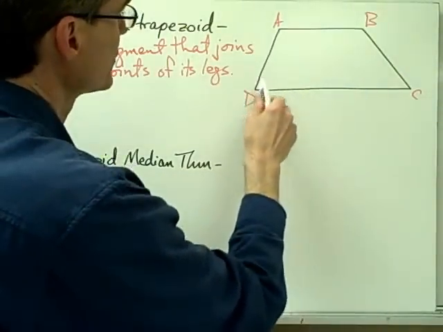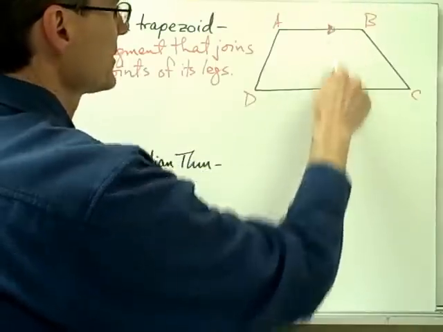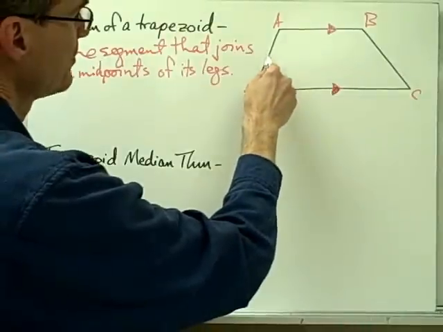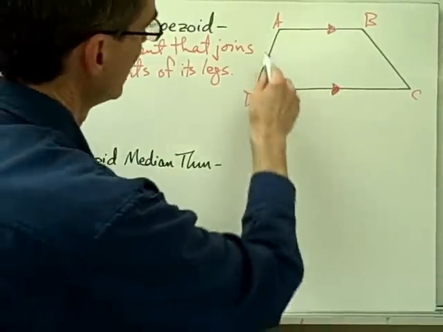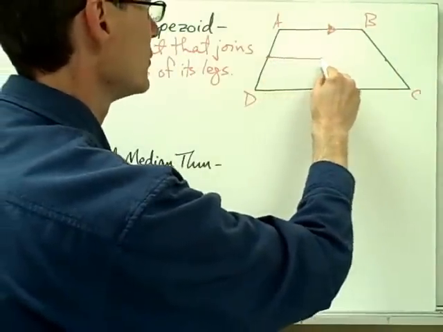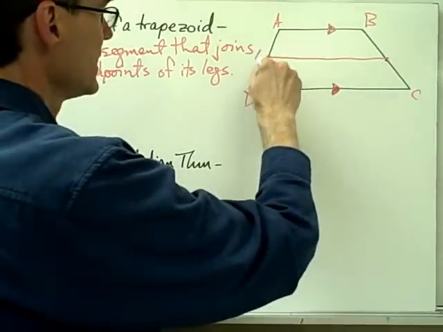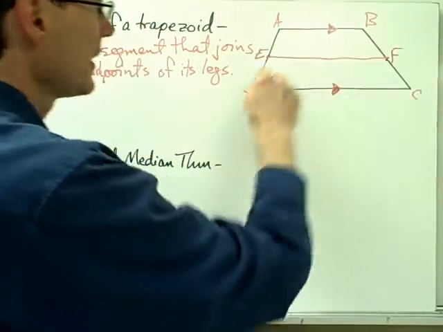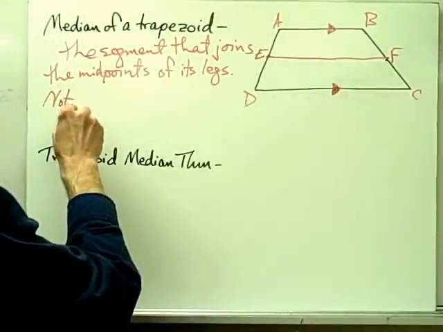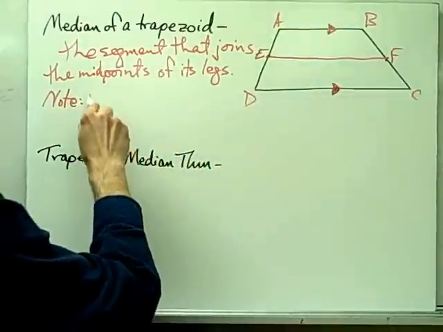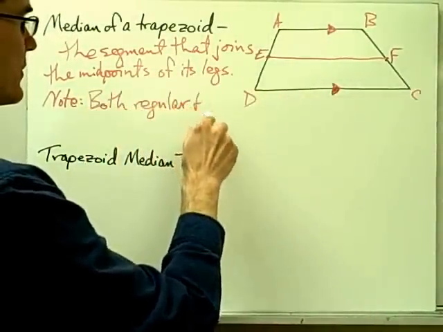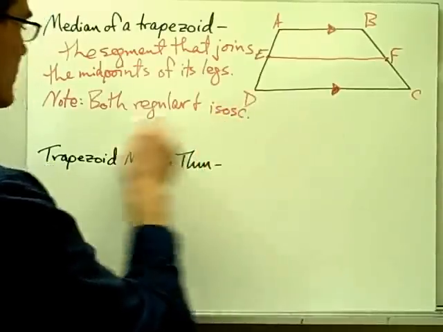And let's say here are my two parallel sides here, which means side AD and side BC are my legs. If I find the midpoint of this leg, and I find the midpoint of this leg, and if I connect those two midpoints, let's call this EF, then EF would be called the median of that trapezoid. Note both regular and isosceles trapezoids have medians.